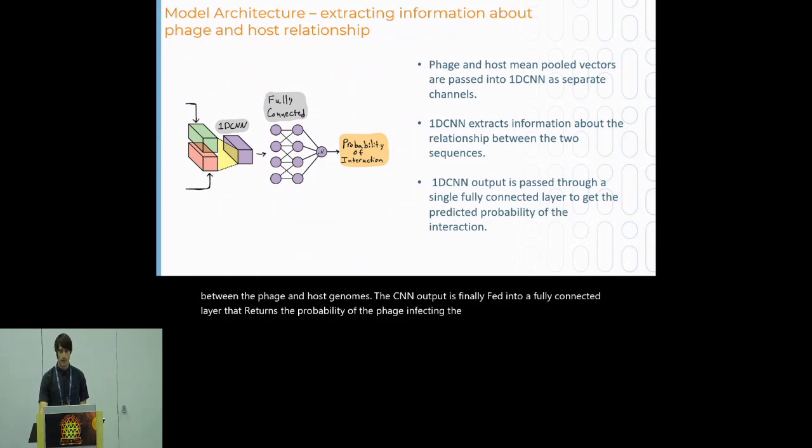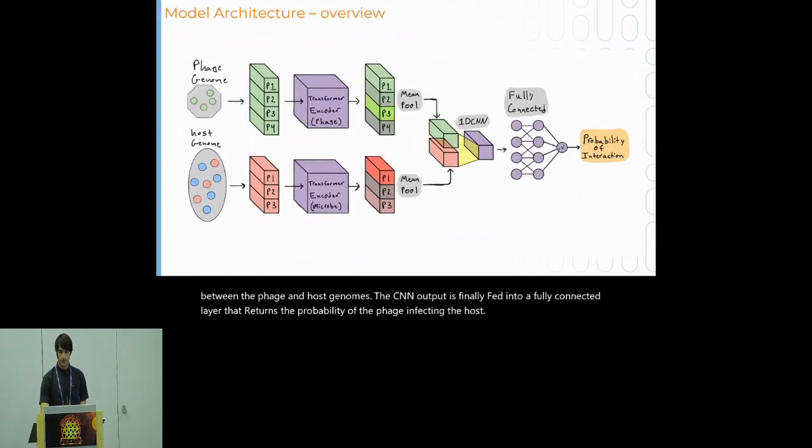So in summary, we create embedding representations of the genomes using a protein language model. We pass these sequences of embeddings into transformer encoders to create encodings of the input genomes. And we then feed, or fuse, these encodings into a 1D CNN as separate channels to extract additional information about the relationship, finally passing this output into a fully connected layer to obtain the probability of the phage infecting the host.